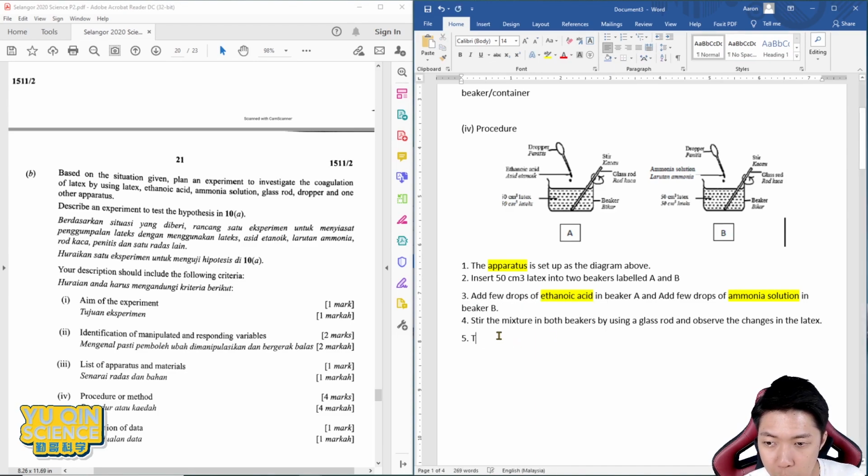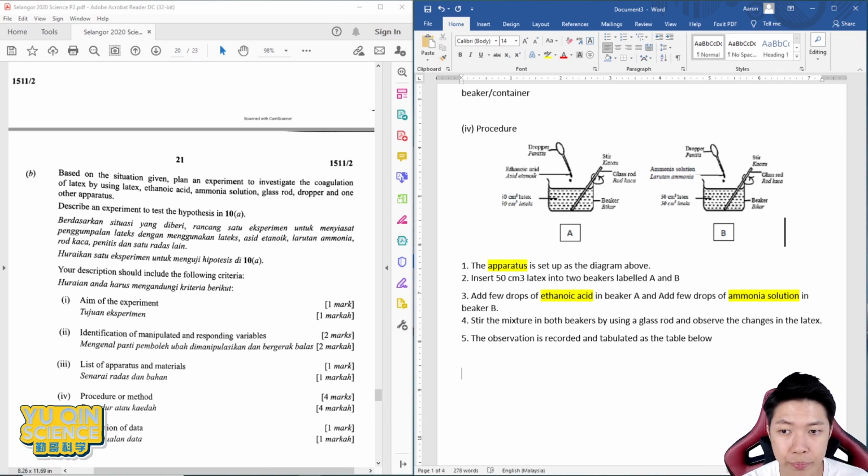Then straight to number 5, we go for T for tabulated or table. So the observation is recorded and tabulated as the table below. Okay, I know it's not easy, but you try your best to follow the format I give you, which is called the R mod. Better than nothing, right? At least from here 4 marks. You try to get 1 mark, try to get 2 marks. That's good enough. I'm not asking you to get all 4 marks.